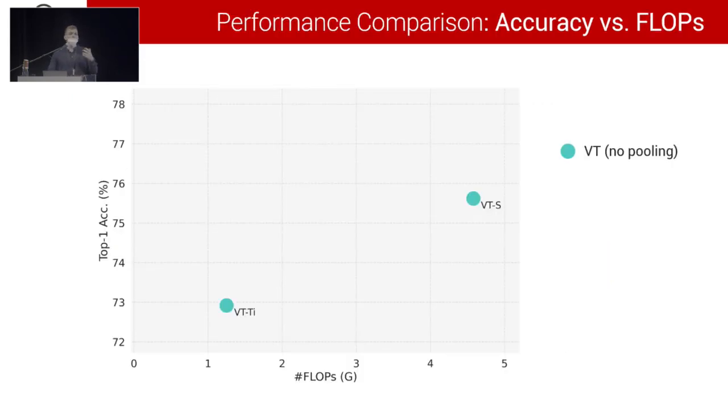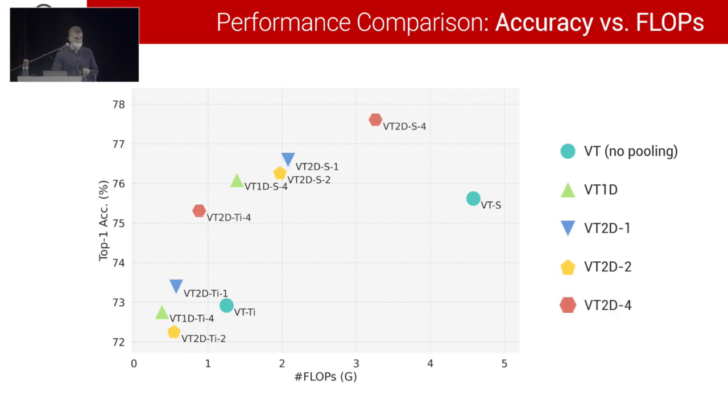We also investigated and compared the performance in terms of accuracy against the computational cost, expressed in terms of flops, of our baseline model without pooling in its tiny and small configuration, of VT1D, that is a variation of our architecture where we employ a one-dimensional max pooling, and of our proposed VT2D with 1, 2, and 4 pooling layers. We can notice that our proposed VT2D with 4 pooling layers is the model that achieves the best trade-off between accuracy gain and flops reduction.